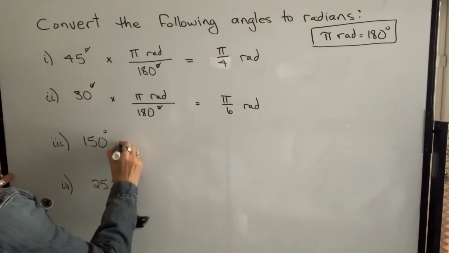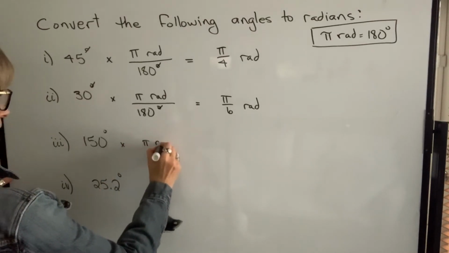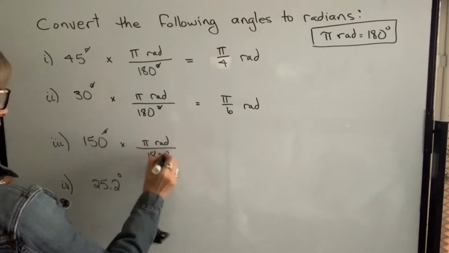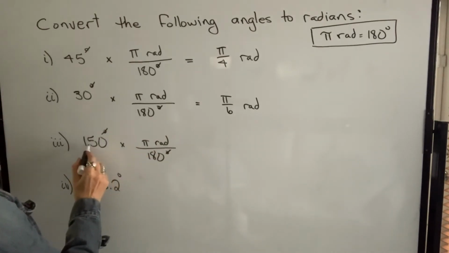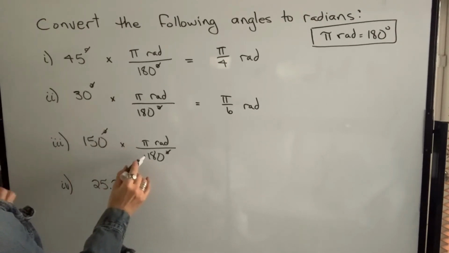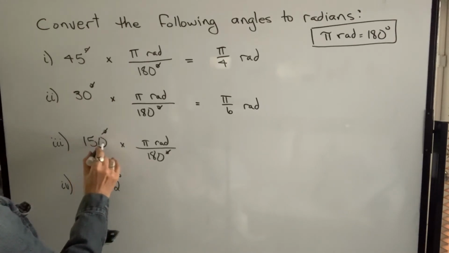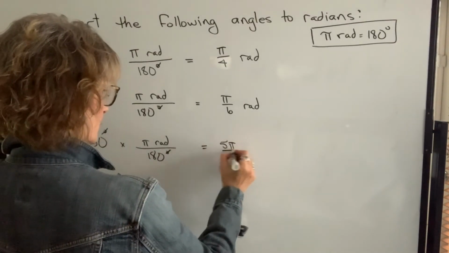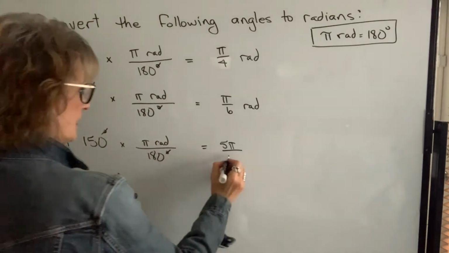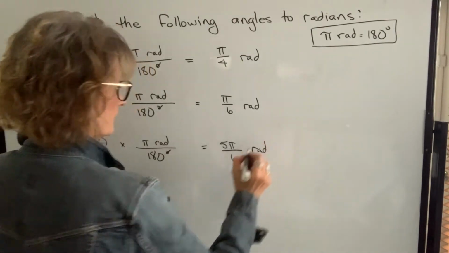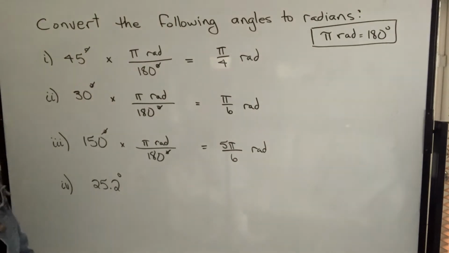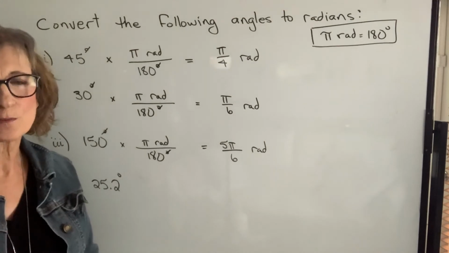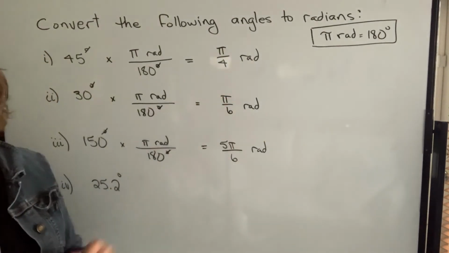Next example, same idea. Degrees cancels. I can reduce this. 30 goes into 150 5 times. 30 goes into 180 6 times. So when we can write our angle as a nice fraction in terms of pi for radians, we do that.